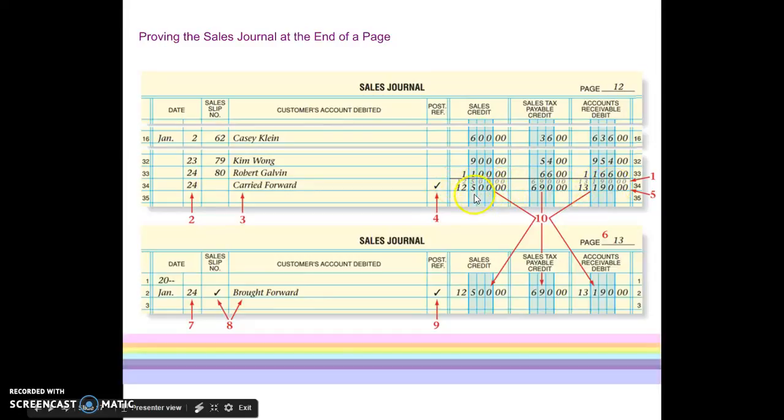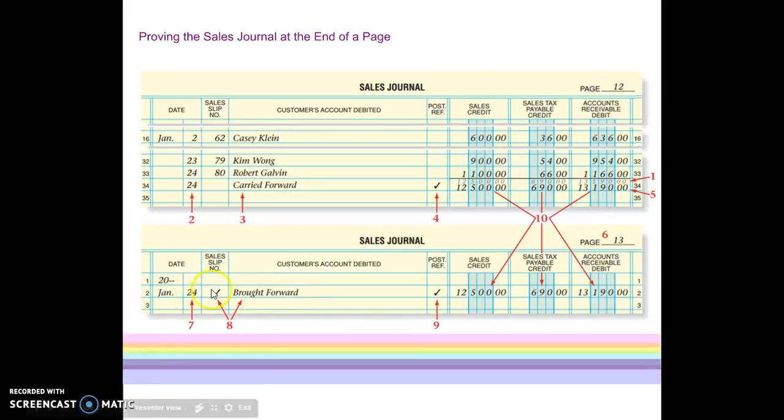A single rule indicates that we are calculating with the next line. We are going to indicate this by taking the date that we are doing the calculating, which is the 24th. Then, step number 3, we are going to write in the customer's account debited column carried forward, which means we are going to carry these numbers forward to the next journal page. We are not going to have to post any of these because we're not at the end of the month yet. Therefore, we just put a check mark here. We total up the columns, carry the numbers forward to the next sales journal page.